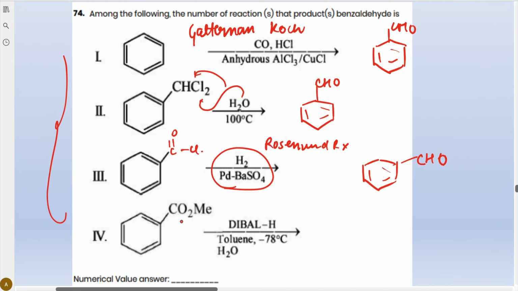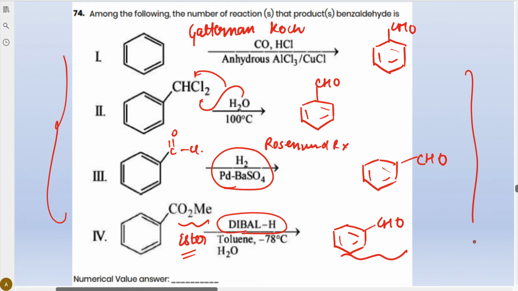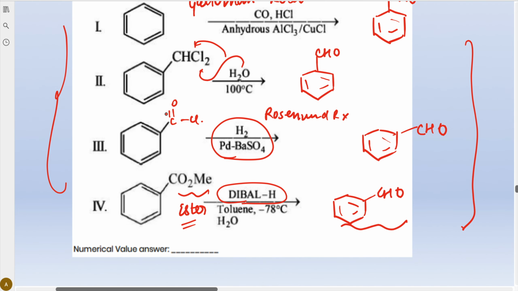benzaldehyde. And the last one, see, this is an ester, and if I reduce the ester using DIBAL-H, it can reduce ester into aldehyde, and this also will give you benzaldehyde. So all the 4 options will give you benzaldehyde. This correction is there in your question paper, try to see, answer will be 4.